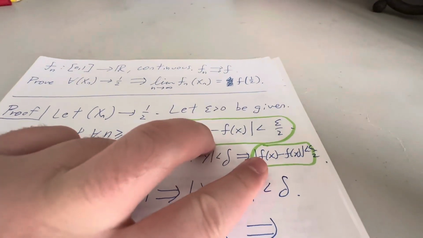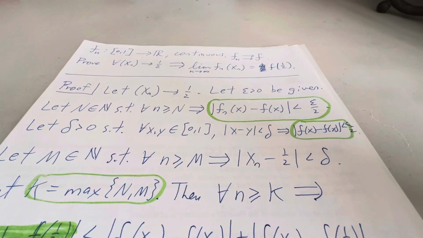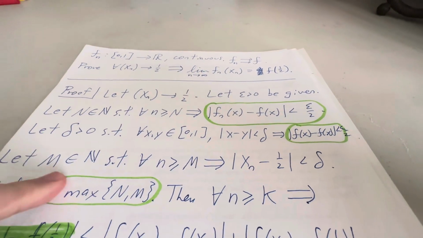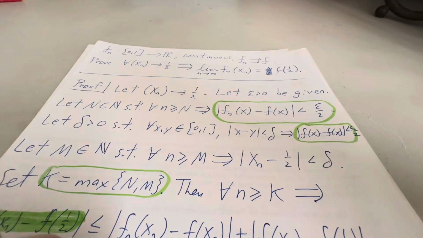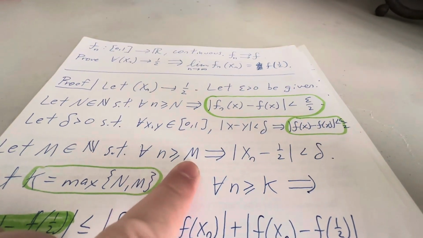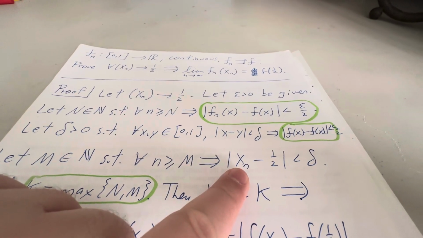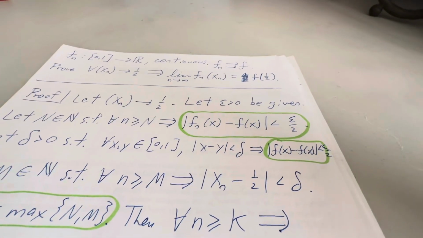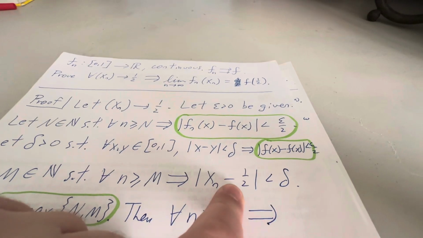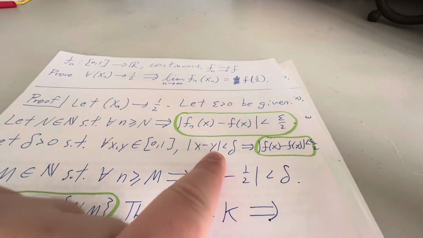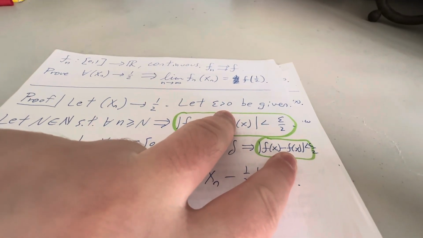But these two inequalities are what we're after. Now, because we have a sequence converging to 1/2, we know that there exists some index M out there. We don't know what it looks like, but we know it exists, such that for all n bigger than or equal to big M, we have that |xn minus 1/2| is less than delta. And the idea here is that we want an index big enough such that this is met and that this implies this. And we want to have both of these inequalities.